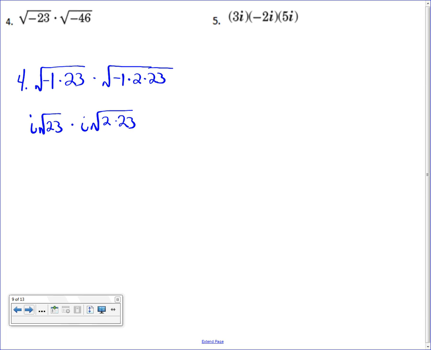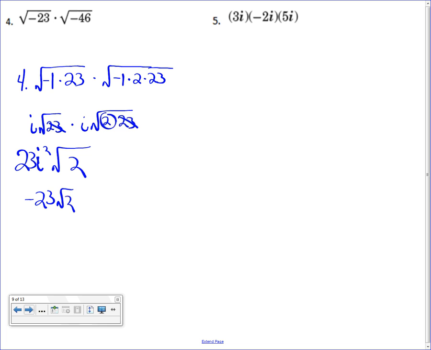And when I put that together, I get i squared. There's a couple of 23's. And left inside is a 2. It's 23i squared root 2, which is negative 23 root 2.